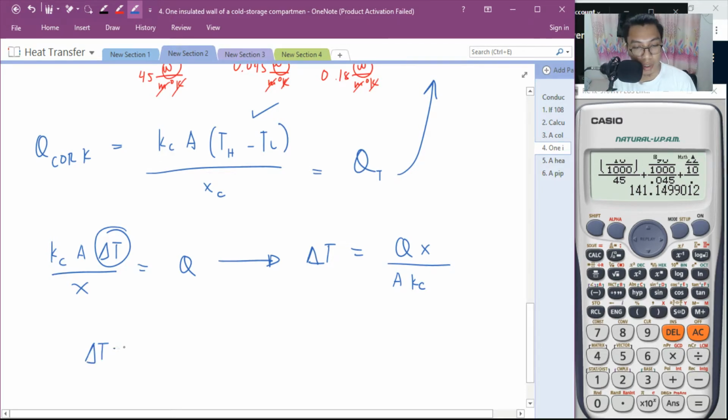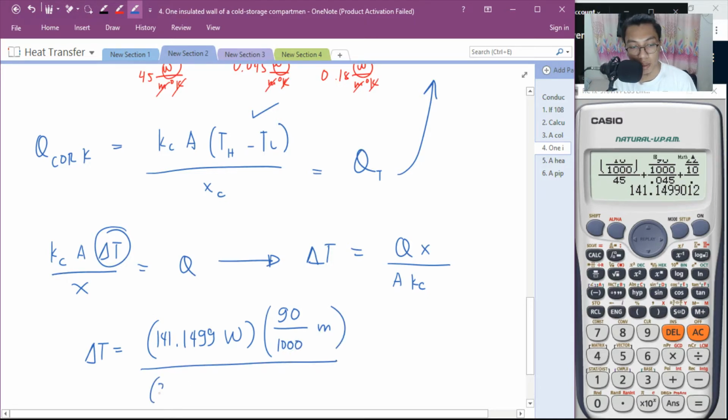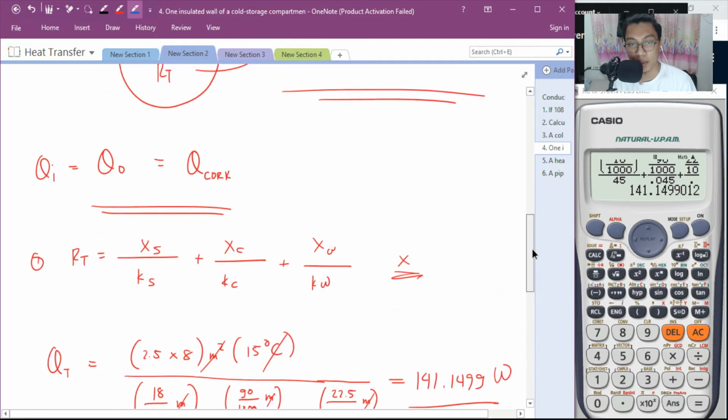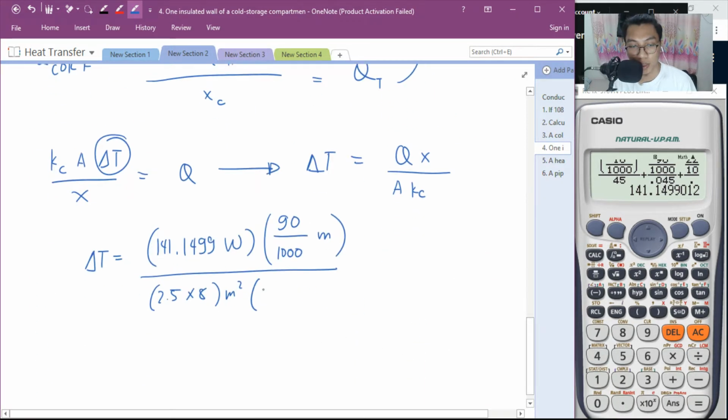Delta T now will be equal to yung Q na ibinigay niya, 141.1499 watts multiplied to the X. Gano'n kakapal yung cork? 90 millimeter. Divide mo ng 1,000. Oh, divide by area. That is 2.5 by 8 meters squared. Multiplied to KC. Anong binigay na KC dyan? Ito, 0.045 watt per meter degree Kelvin. We cancel all the same units. So, watts, meter squared, meter squared, aangat tong K.